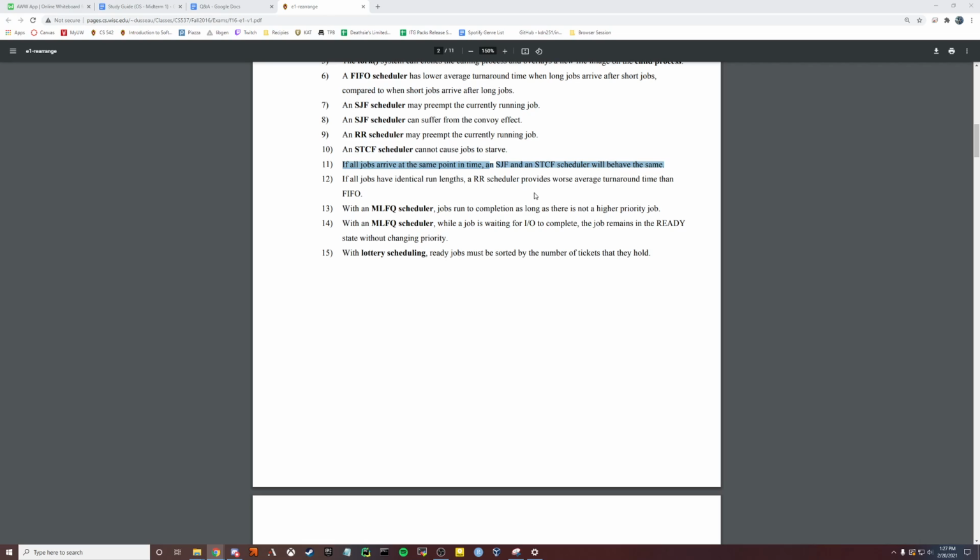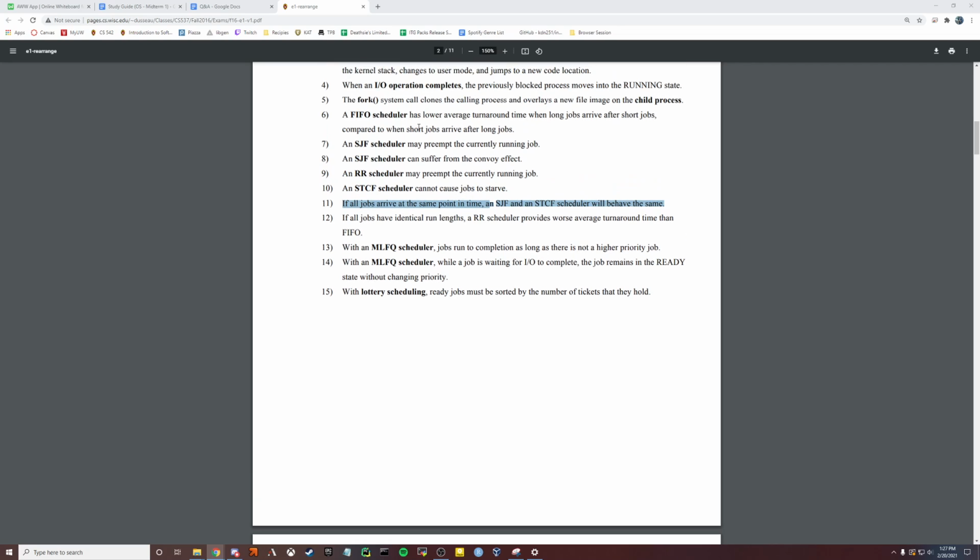So wait, does that mean our answer to 7 is wrong? No, I don't think so. The difference between SJF and STCF is that STCF can preempt, SJF cannot. Oh, okay. Right? Thank you. Because if STCF couldn't preempt, then it couldn't cause starvation. So I don't think we conflict.